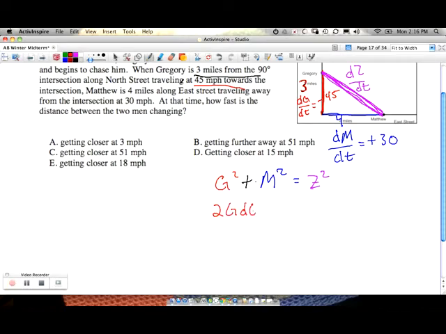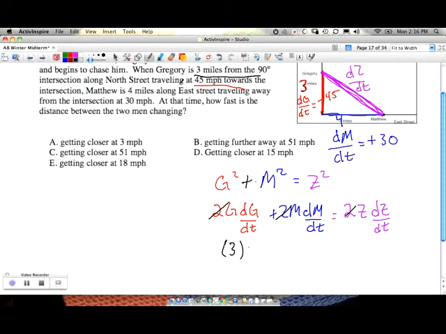So this first one will become 2g dg dt. Similarly, the second one will become 2m dm dt, because we're taking the derivative with respect to time. The last one is 2z dz dt. Now I just have to do some algebra. I could divide everything by 2 and get rid of these 2's, just multiply both sides by a half. That means I can start plugging in now.